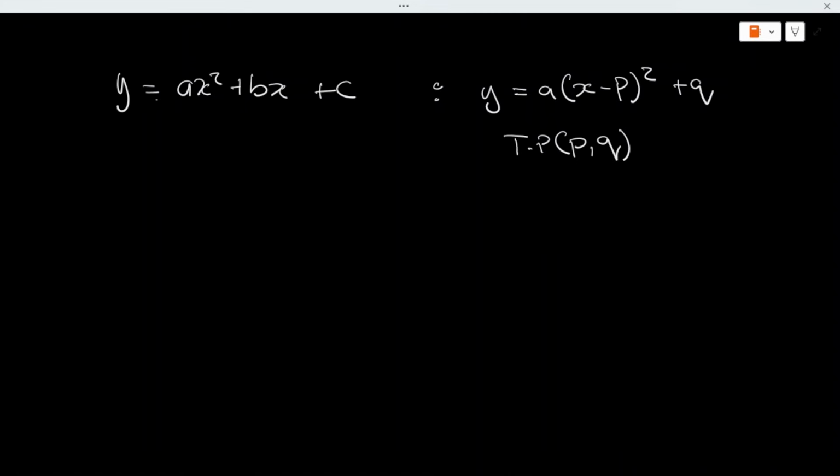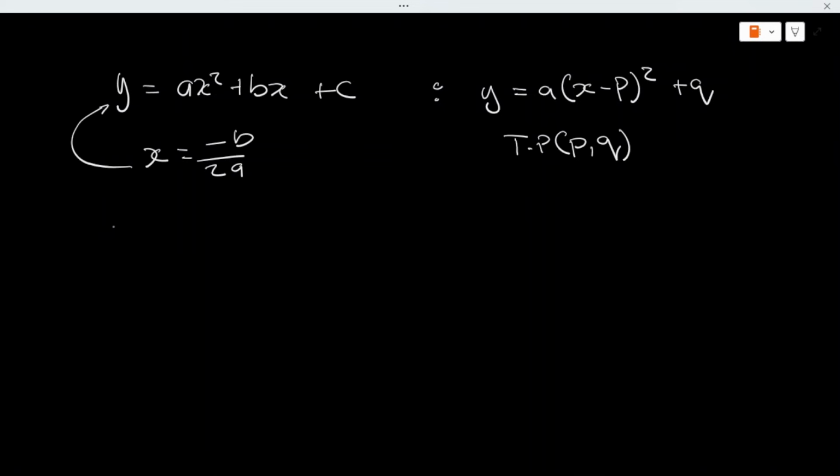However, if you have the standard form of the quadratic function, what you need to do is first find the x value of the turning point and take that x value and plug it back into the equation. So to find the x value of the turning point, you need to use this equation. x is equal to minus b over 2a. And once you find this value of x, you take it back into the equation and find the value of y. Now, let's take an example to see how we can apply this.